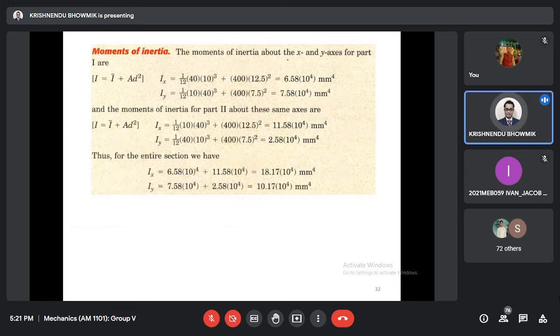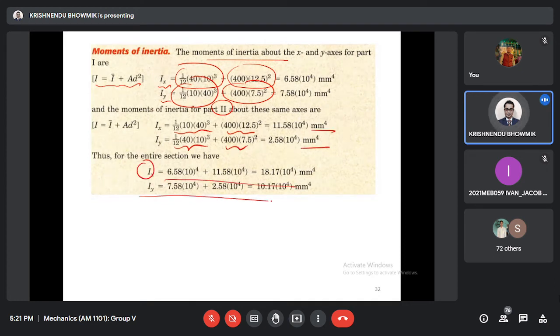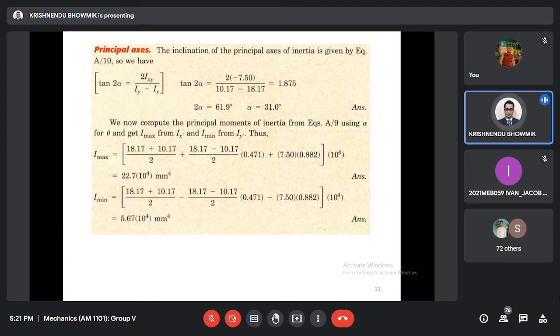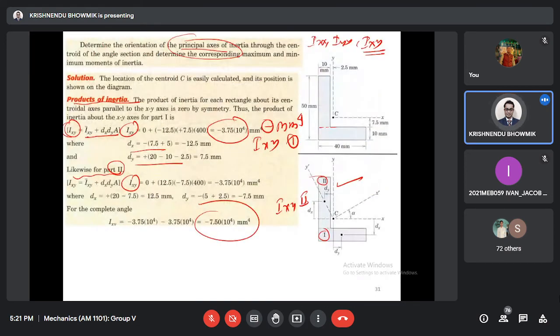In a similar way, for the moment of inertia Ixx, this is the centroidal value plus A d squared. For this part, it is the centroidal value plus A d squared. For the other part, again the centroidal value plus A d squared. So you will get the values, and you can calculate the total Ix and total Iy. Now you have the total Ix, total Iy, and you have calculated the total Ixy.